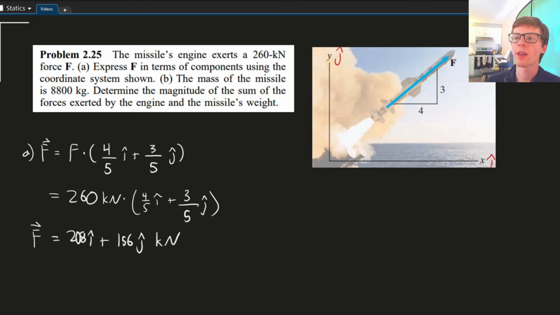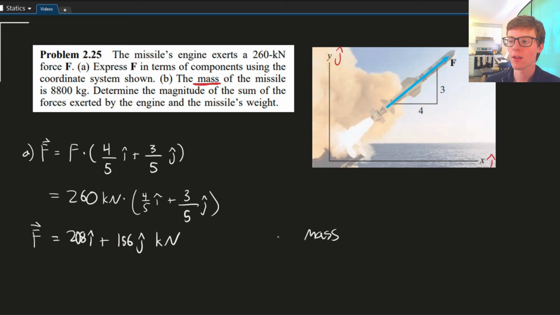We are going to have a weight force. Oh, actually, this is interesting. This is the mass of the missile. So the mass of the missile is 8,800 kilograms. This is no longer the weight force like it was above because we didn't have to do any conversion. The units are in kilonewtons for force, but we've been given mass.